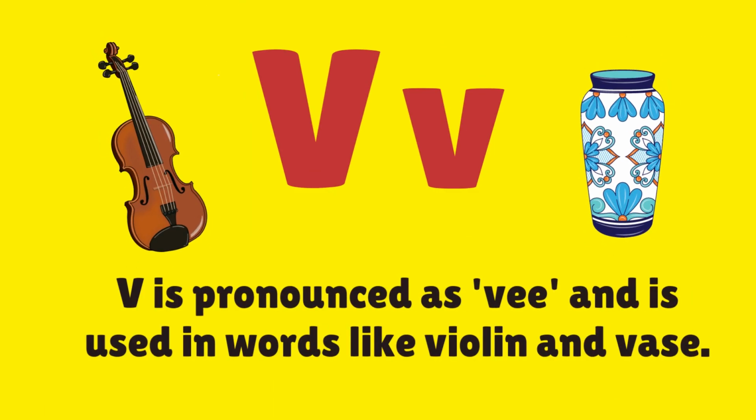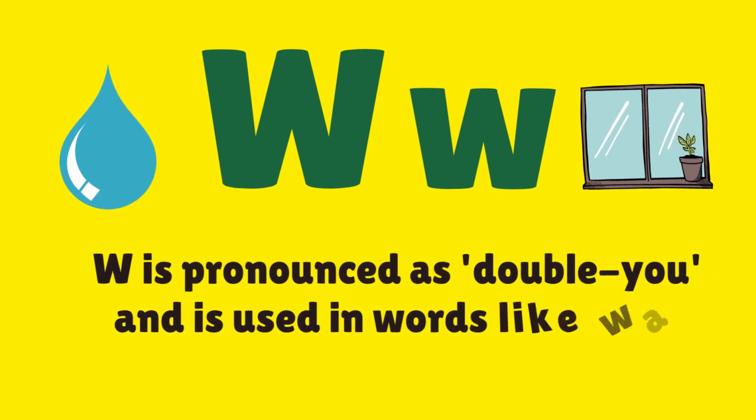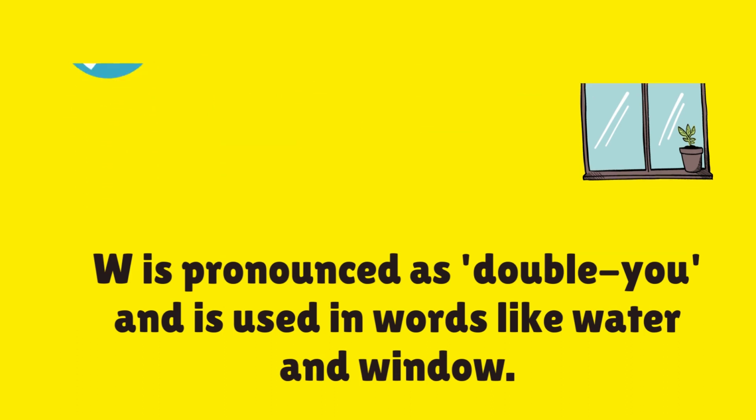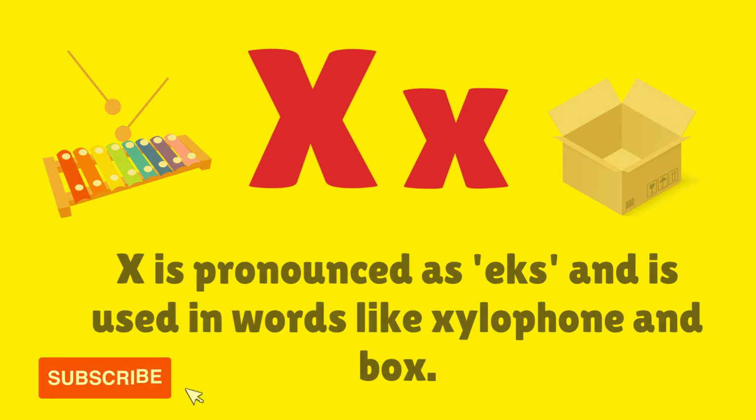V is pronounced as V, and is used in words like violin and vase. W is pronounced as W, and is used in words like water and window. X is pronounced as X, and is used in words like xylophone and box.